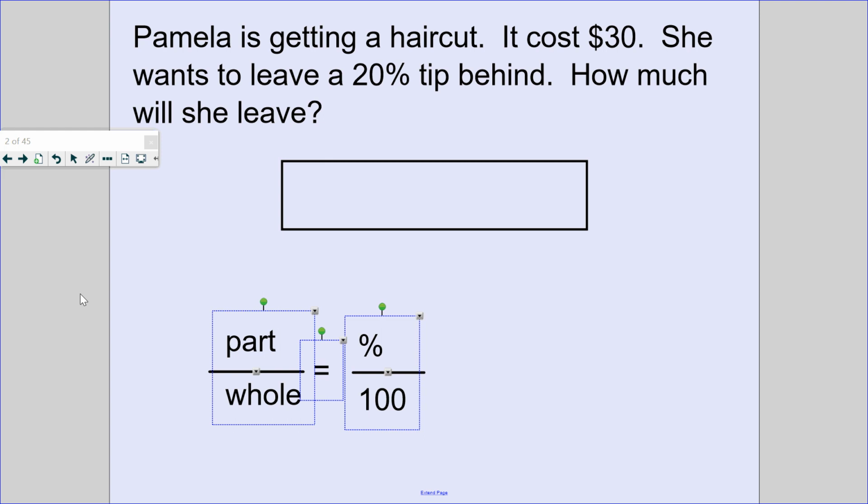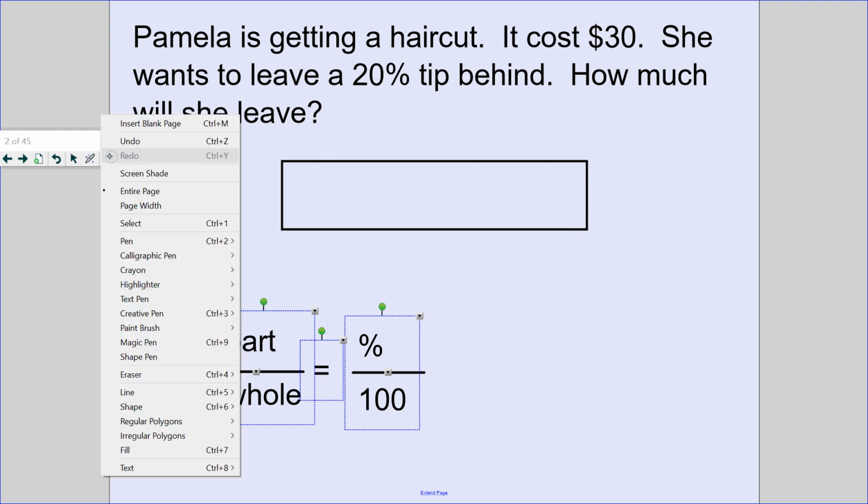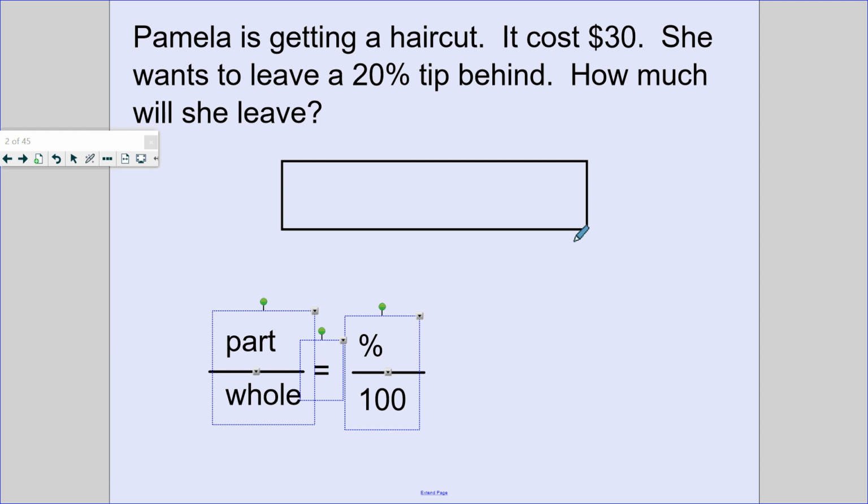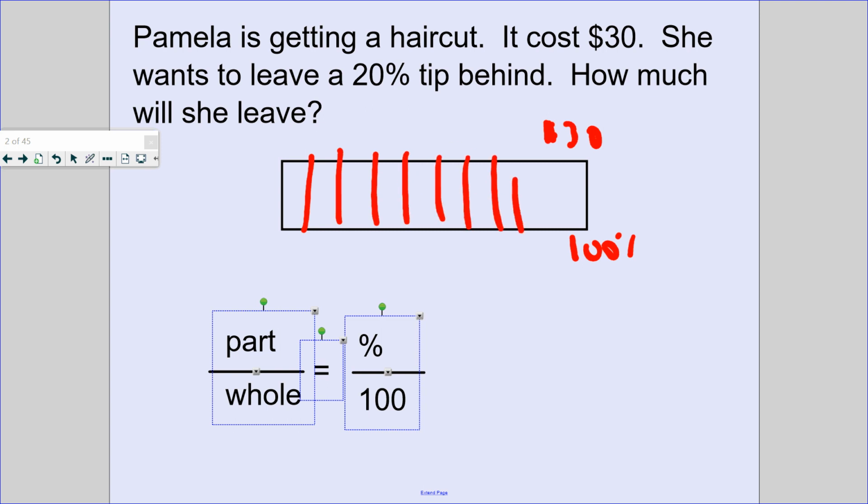So I'm going to use a strip diagram first as I solve this. Let's see. So 100%. Well, first of all, I need to get a working pen. 100% is $30. So if she pays all 100%, she's paying $30. So I'm going to break this into 10%. 1, 2, 3, 4, 5, 6, 7, 8, 9, 10.